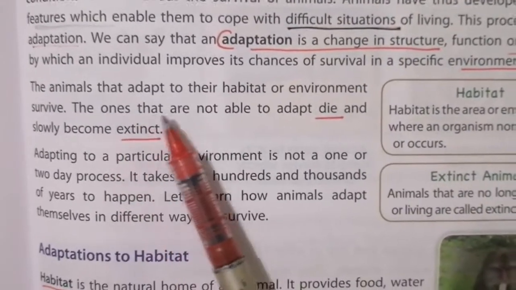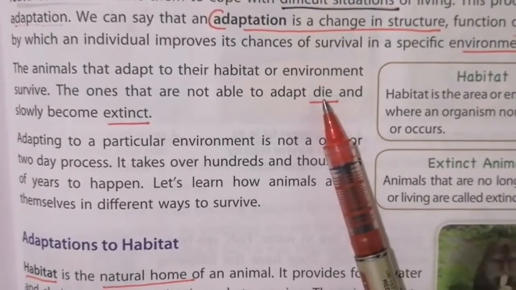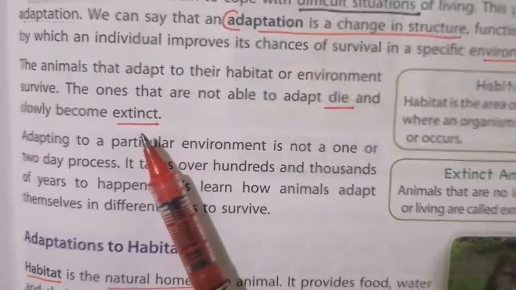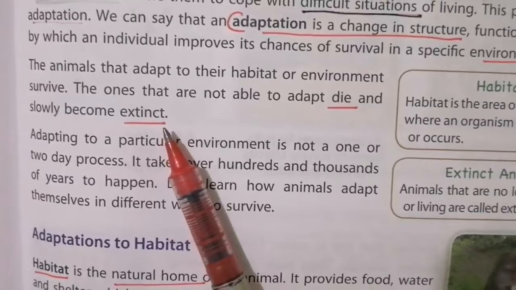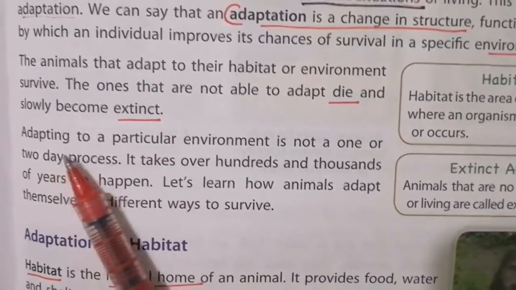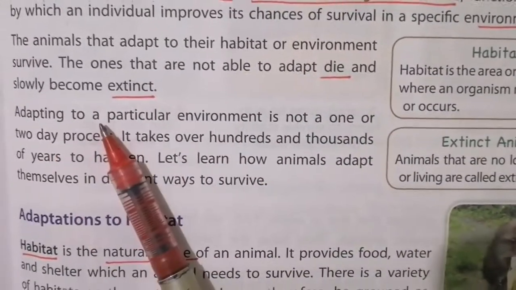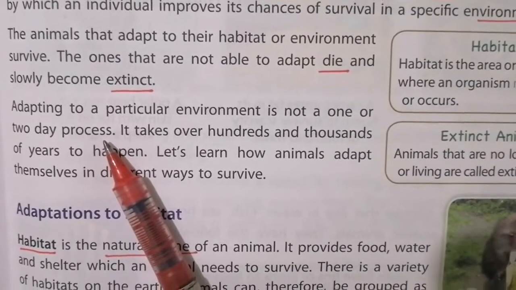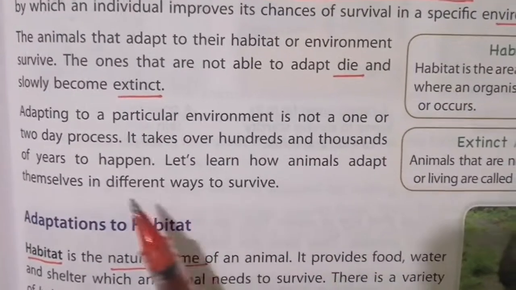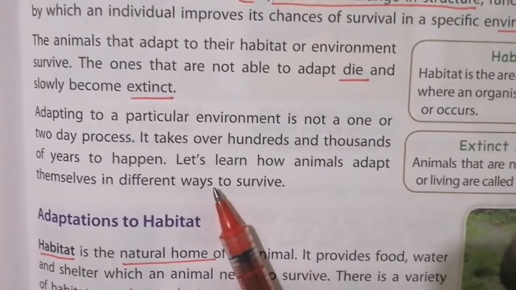The ones that are not able to adapt, what will happen to them? They will die and slowly become extinct. Some animals which were available in large numbers will be reduced after a few years. That is called extinction. Adapting to a particular environment is not a one or two day process. Can you just adjust in one day in a new place? No. It takes hundreds and thousands of years to happen. So let's learn how animals adapt themselves in different ways to survive.